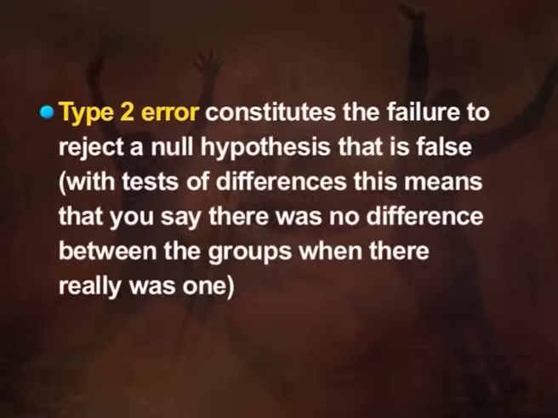So what is a type 2 error? A type 2 error constitutes the failure to reject a null hypothesis that is false. With tests of difference, this means that you say that there was no difference between the groups when there really was one.